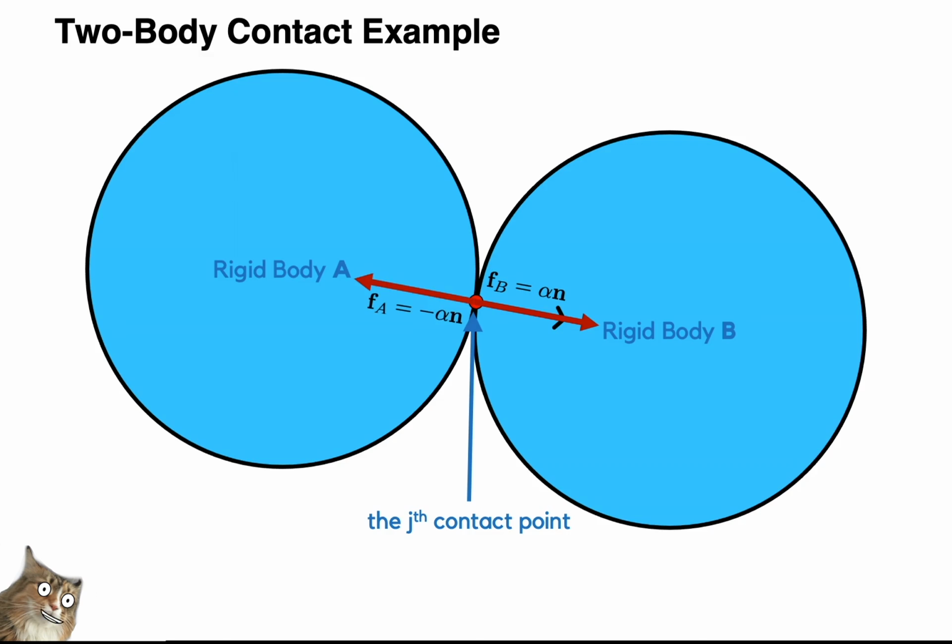Having alpha be the same for both directions is required to satisfy Newton's third law, which states that every action has an equal and opposite reaction. This just highlights that we have to be very careful about keeping track of which direction the contact normal is pointing in order to apply contact forces correctly.